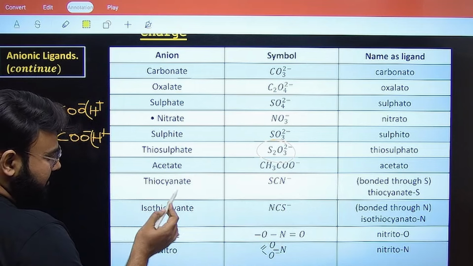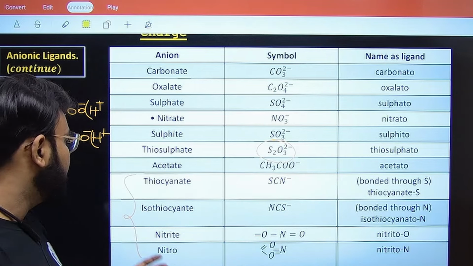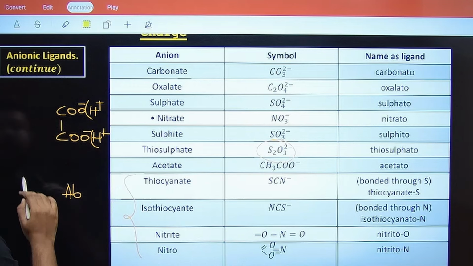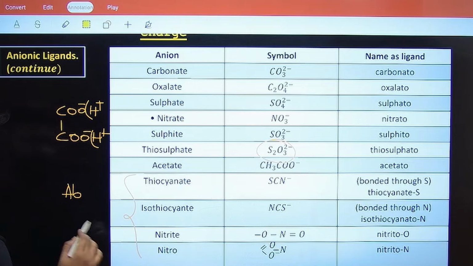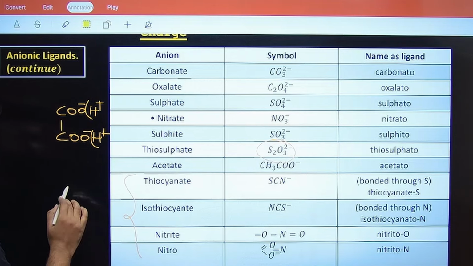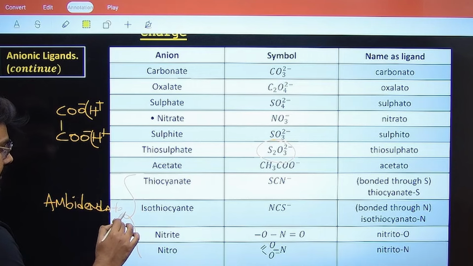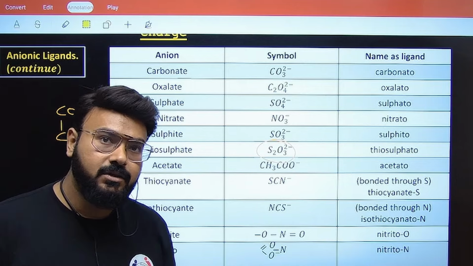Now, these last four ligands are very important. They are very special. Why? Because they are called ambidentate ligands. So write it down: the last four are called ambidentate ligands. Now, what do we mean by ambidentate ligands?